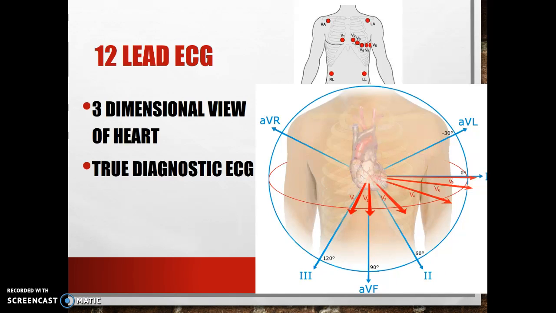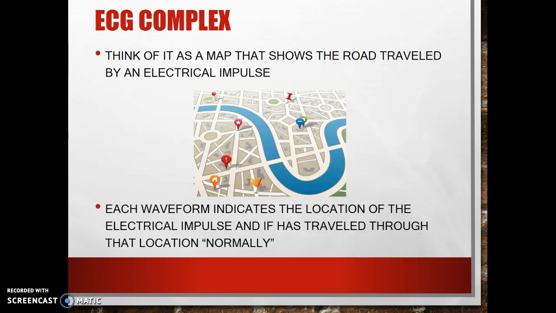The 12 lead is a 3-dimensional view of the heart. You can look at the heart and see if there are any issues. If, for example, there's an MI where they've had cardiac cell death, it's going to show it in the 12 lead. So I just wanted you to know what the 12 lead was all about.